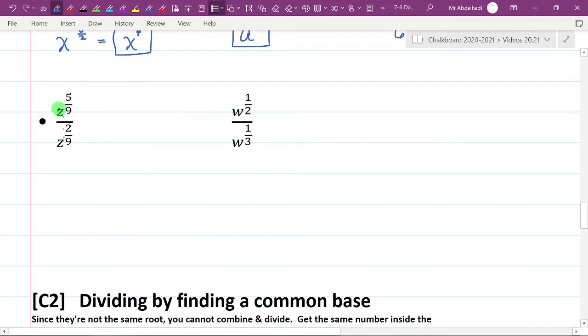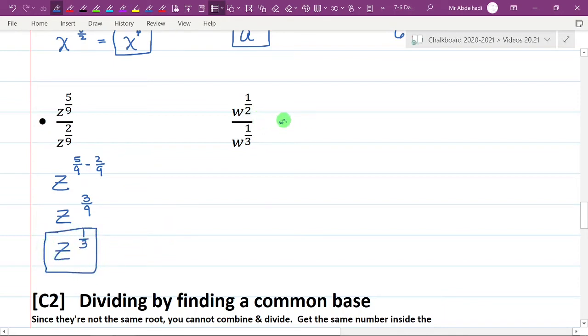So here we have z to the 5/9 divided by z to the 2/9. You're just going to get z to the whatever 5/9 minus 2/9 is. Well, they're already a common denominator, so 5/9 minus 2/9 is 3/9, z to the 3/9. And you must reduce everything to lowest terms, so this fraction, 3/9, becomes 1/3. So there's your full credit right there, as long as you go all the way down.